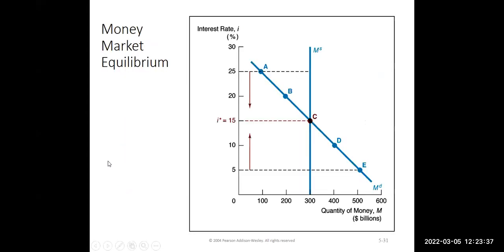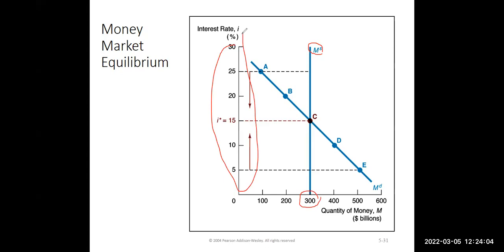Look at this curve, this vertical curve. What does this vertical curve show? Money supply. And money supply is a vertical curve. It means that the money supply does not change no matter how much the interest rate changes. Do you get my point?